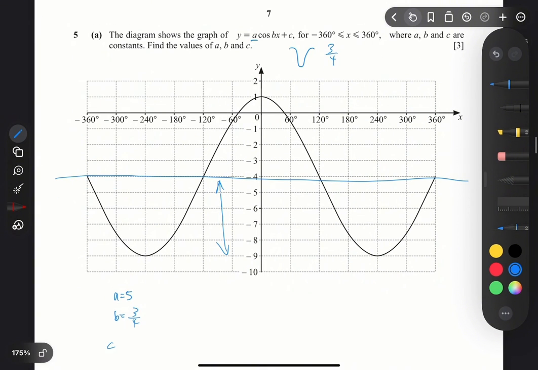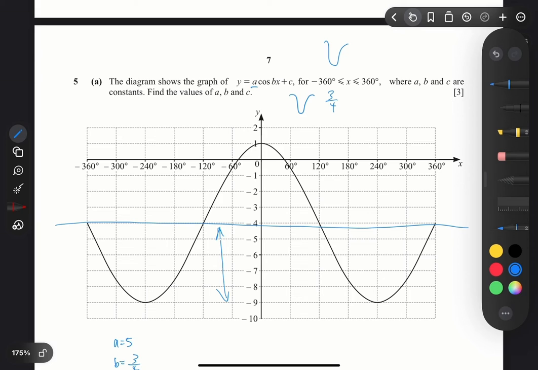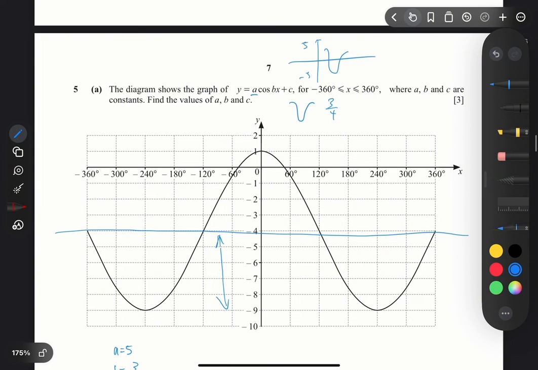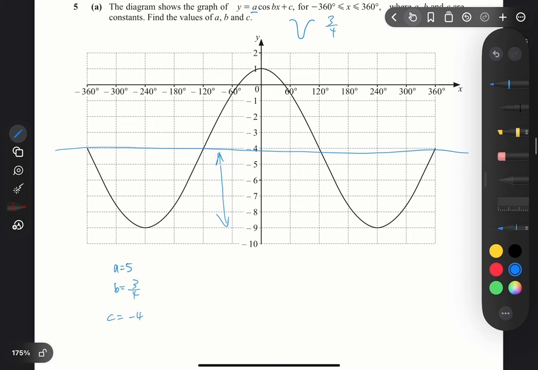And for c, it's whether the original graph moves up or moves down. So the original cos graph would go from 5 to minus 5, something like that. And since originally the top would be 5, but now it's 1, it has moved down by 4. So minus 4, because if it moves down, it would be negative. If it moves up, it would be positive.